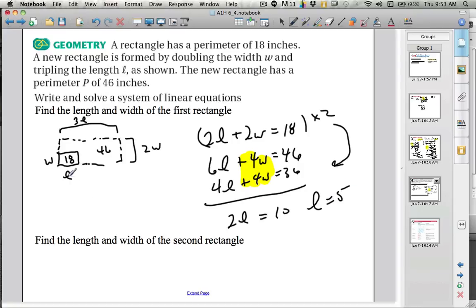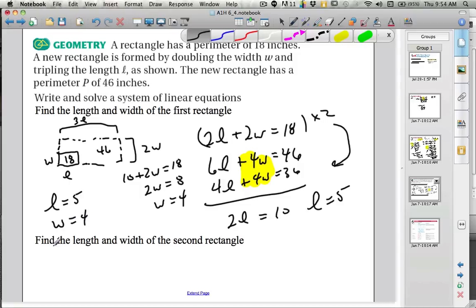Okay, so if the length is 5, if I go back to the original equation, length is 5, I know that 2 times L, that's going to be 10, plus 2 times W equals 18. When I subtract 10, I'll get 2W is equal to 8. So W is equal to 4. So when I find the length of the second rectangle, the length was 3 times L. So 3 times 5 is 15. And the width was 2W. So that's 2 times 4 is 8. And now I've found the length and width of the second rectangle.